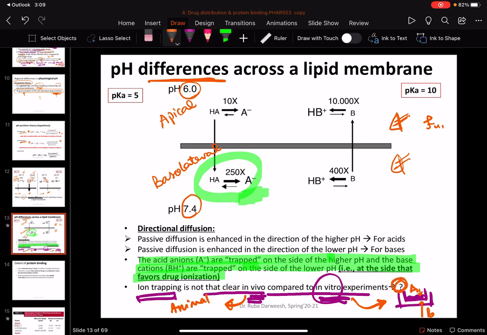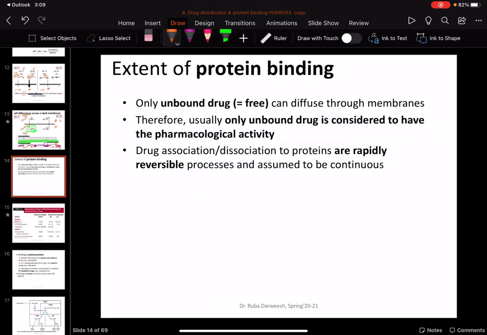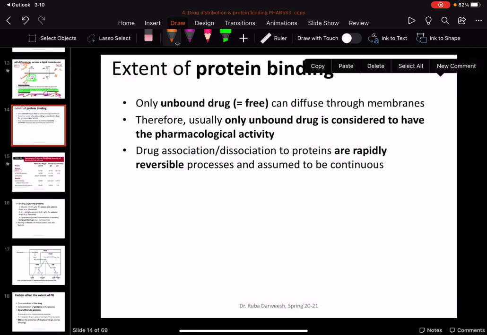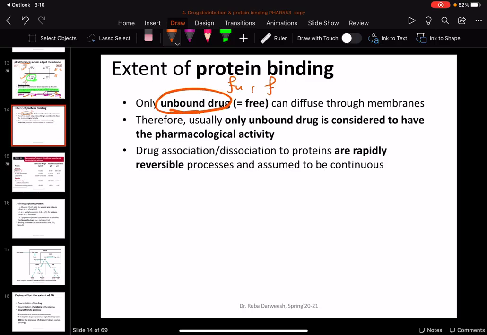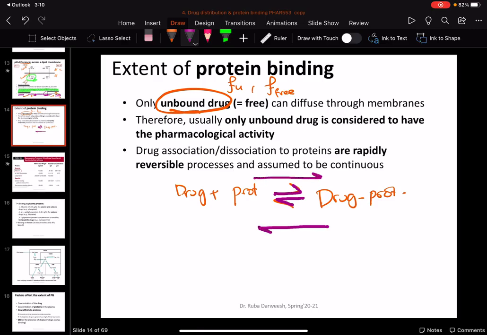Why is that? Think about it, okay? The extent of the protein binding. We know that for the protein binding, as a general case that you already know since ever, the unbound drug, which is the fraction unbound or the free fraction of the drug, goes through the membrane, and also the free drug is thought to have the pharmacological effect. But still the drug plus protein reaction is reversible to give us the drug protein complex, okay? So the association and dissociation reactions between drug and protein are rapidly reversible. That's why the equilibrium usually rapidly shifts to both sides, depending on the case that we have, okay?